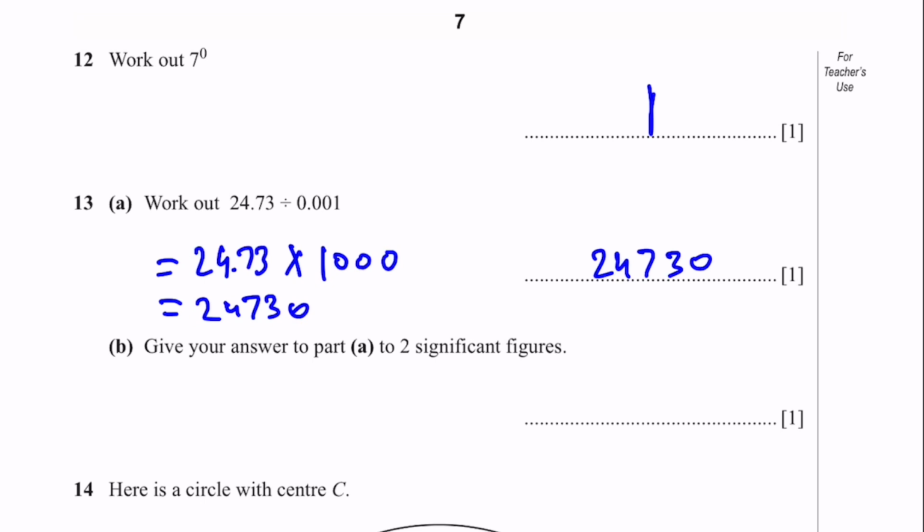B. Give your answer to part A to two significant figures. Two significant figures means the first two figures. And that means we are including that 7, which is greater than 5. And therefore, we add 1 to 4. And that means 25000, 25,000.